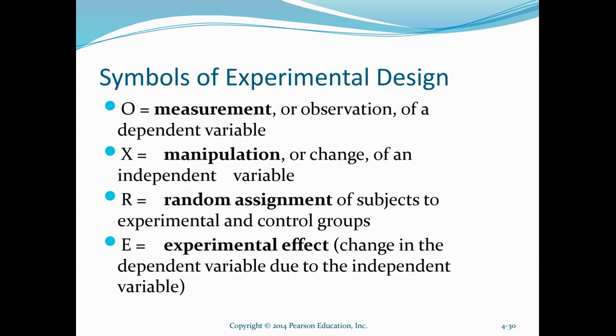Okay, so there are some symbols that we use in the experiment design. We use O for measurements or observations of a dependent variable, the number of times this thing happens. X is basically manipulation or change of an independent variable, R is a random assignment of a subject to the experimental and control group, and E is an experimental effect, the change in the dependent variable due to the independent variable.